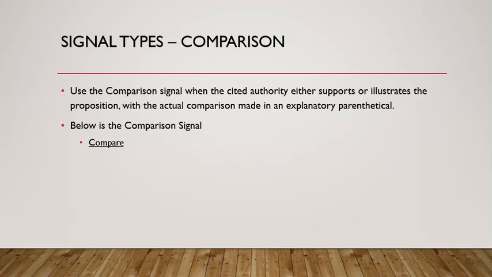Signal types, comparison. Use the comparison signal when the cited authority either supports or illustrates the proposition with the actual comparison made in an explanatory parenthetical. Below is the comparison signal. Compare.